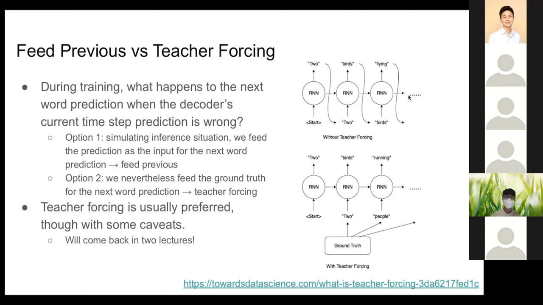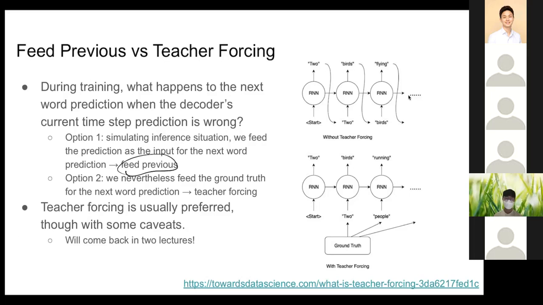So it's really important to distinguish between the training time and the inference time, because during training, what happens to next word prediction when the decoder's current time step prediction is wrong? Are we going to use the wrong prediction or the correct prediction? Option number one is that we can try to simulate the inference situation. We don't know which word is correct in inference, so we will have to feed the prediction, which was wrong, and then use this as the input for the next word prediction. This is called feed previous.